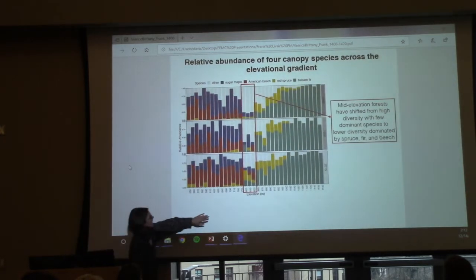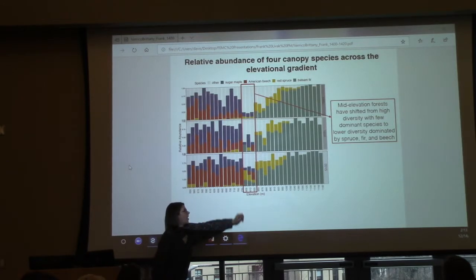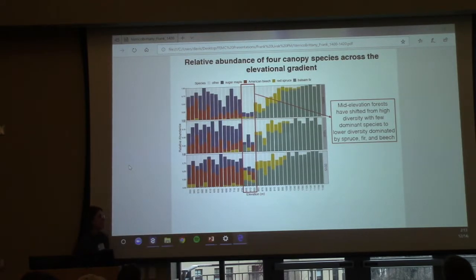So we see that the mid elevations have shifted from areas of high species diversity, with relatively low abundance of our key players, to areas with lower species diversity, with an increased abundance of these four canopy species. And I think what this shows from 1965 to 2015 is we start from this clear separation of our low elevation hardwood deciduous forest and our boreal forest, and we're starting to see an intermingling over time.